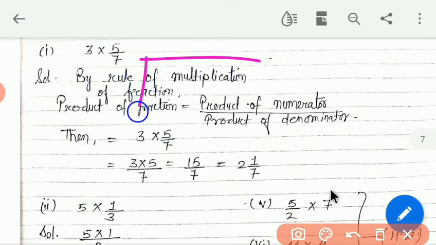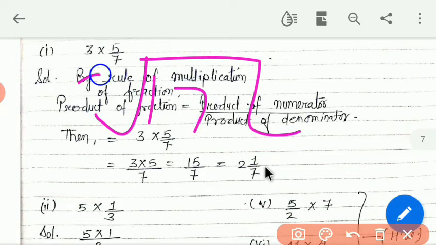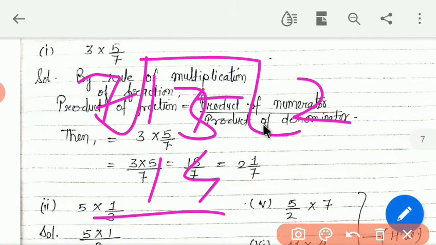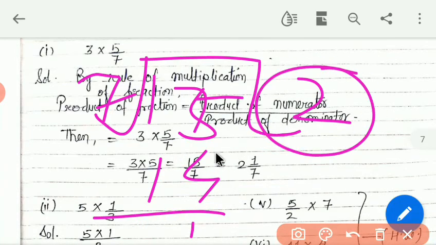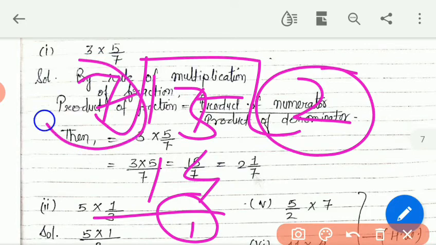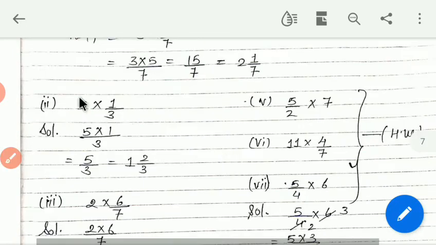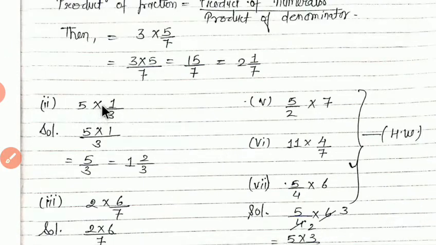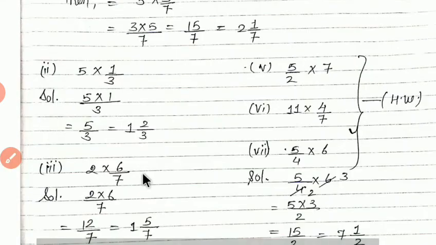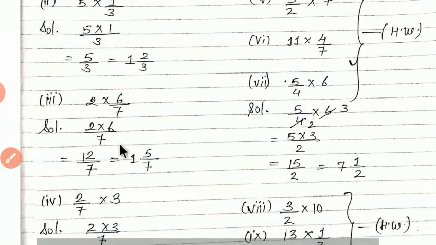7 2s are 15 here. Then 1 is the remainder left. So we can write the quotient, this one in the middle, the remainder in the place of the numerator, and 7 as it is. So 2 1 by 7. 5 into 1 by 3 means you have to multiply 5 by 1. So 5 into 1 upon 3 is 5 by 3, or 3 1s are 3 plus 2, 5 by 3.